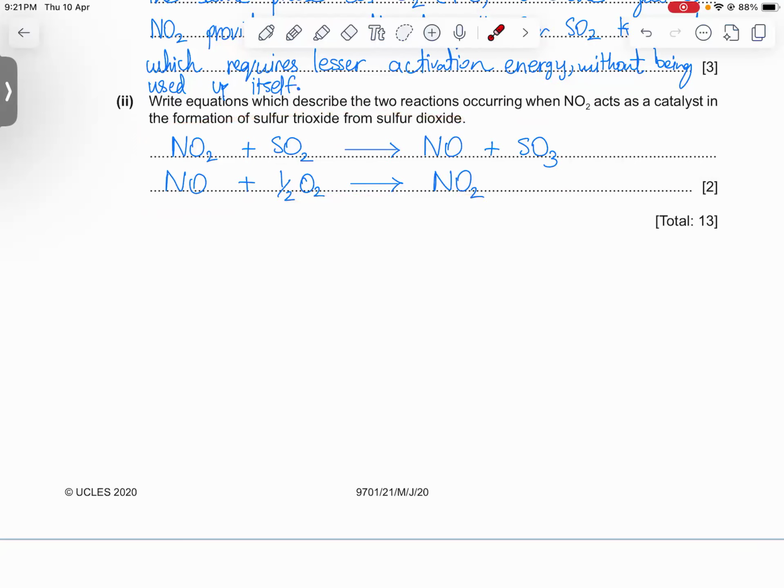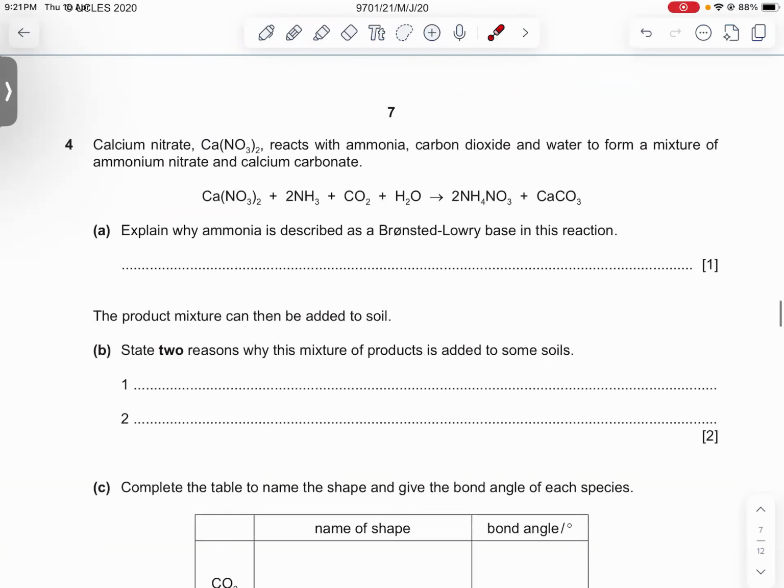So as you can see, the nitrogen dioxide remained as nitrogen dioxide by the end of the reaction. Therefore, it is called the catalyst. It does not mean that it did not at all react with sulfur dioxide. It did. This is what started the reaction anyways. Okay, on to the next question.